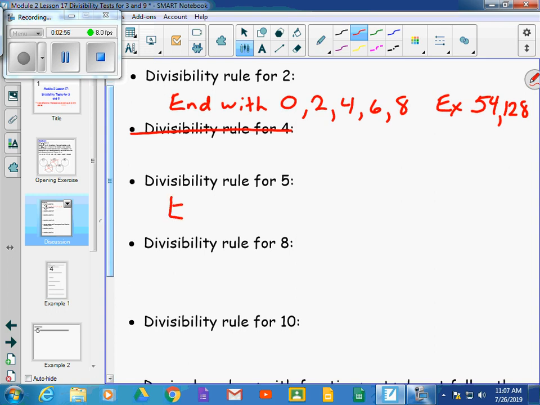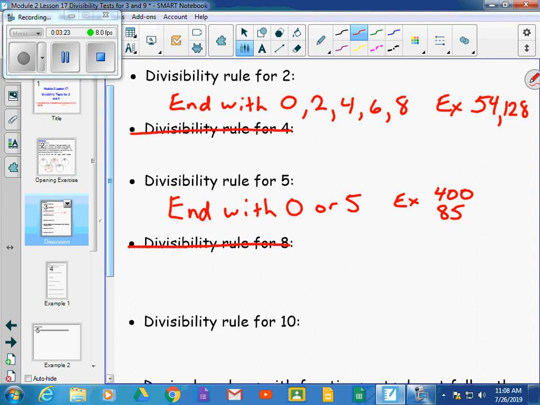A number can be divided by 5 if it ends with a 0 or a 5. So an example would be 400. Notice it ends in a 0. Or 85. It ends in a 5. Both of those numbers have a factor of 5.